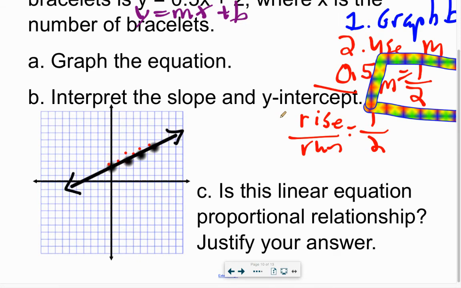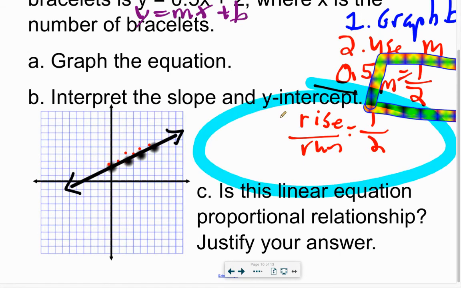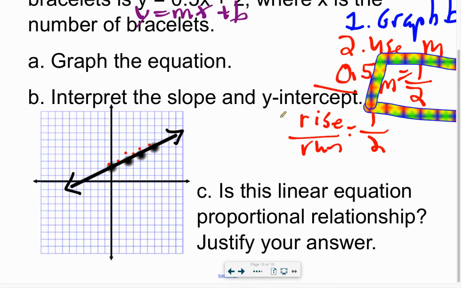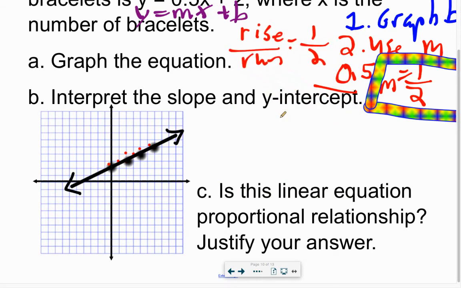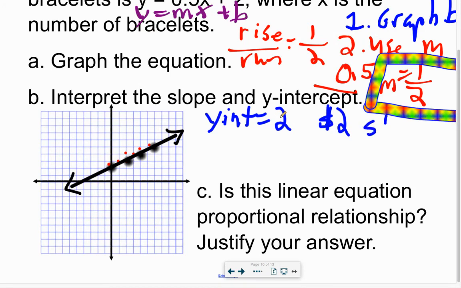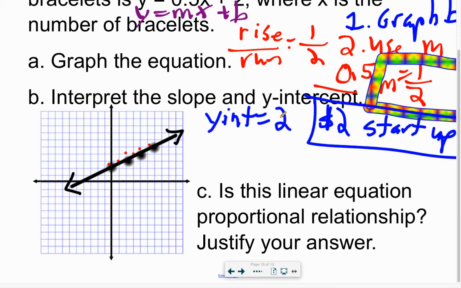Now, if you're like me, once you've graphed that, we're going to move on to part B, and you can see I've kind of run out of room here to write this. You can draw an arrow, you can bleed into between spaces, you can draw in between the boxes if you'd like. What I'm going to do just for notes purposes here, I'm going to try to slide this up here, so that way I can interpret the slope and the y-intercept. The y-intercept, we said, was 2. So interpret that. If you don't make any bracelets, what's the amount of cost you have? You have $2, which is a $2 startup cost, or $2 in expenses to start with.